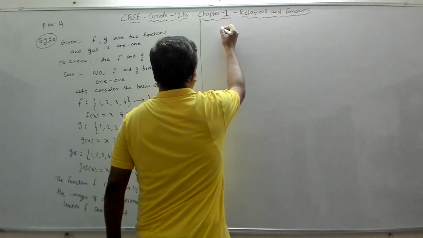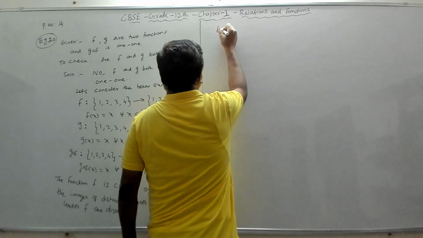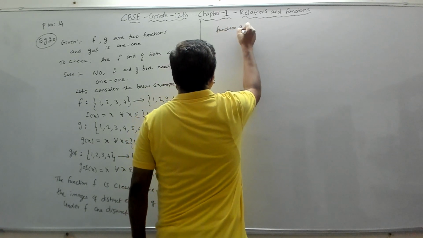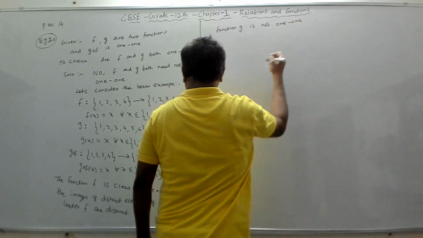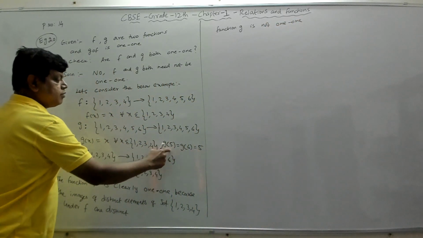Now G is not 1 to 1. Function G is not 1 to 1. Why is function G not 1 to 1? Because these two elements have the same image.